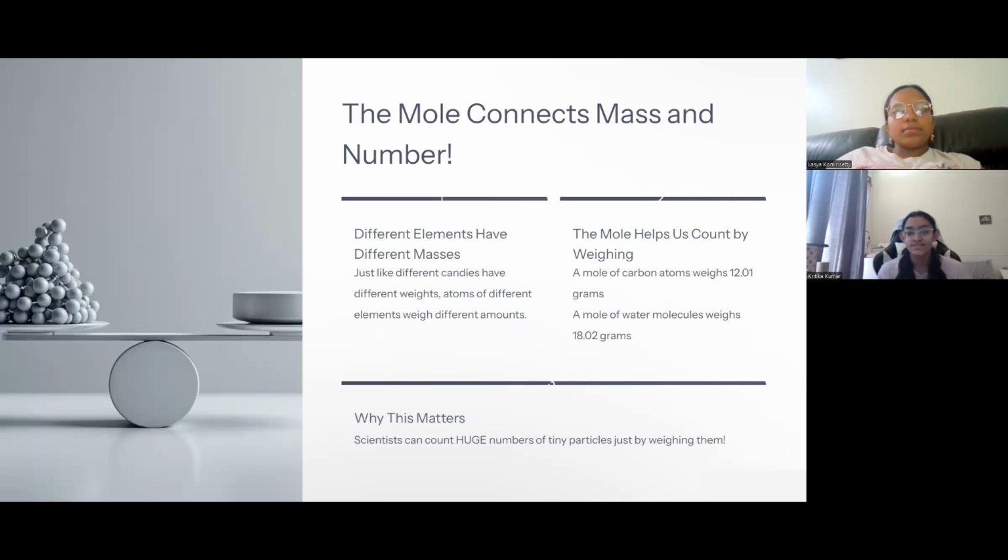Now, why does this matter? Scientists can count huge numbers of tiny particles just by weighing them. And remember when we talked about Avogadro's number? You really wouldn't want to count that much, would you? This is why this matters.